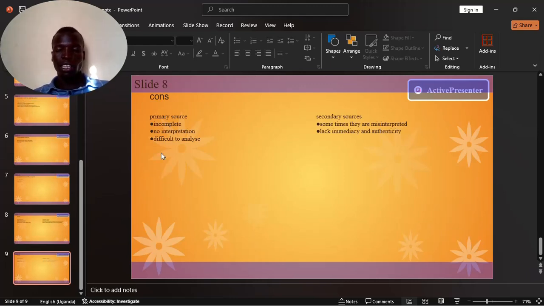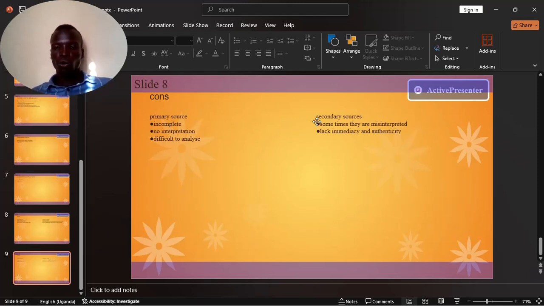It's difficult to analyze them because the people who were present at that time were not there to interpret them. Therefore, for you to analyze, it needs another step for you to come up with a summarized version.